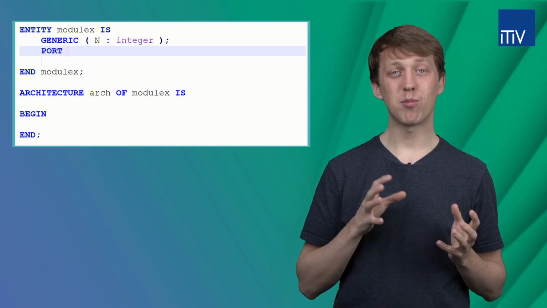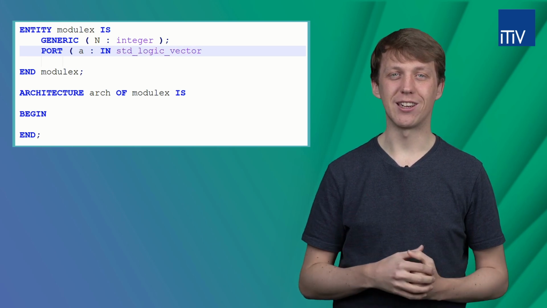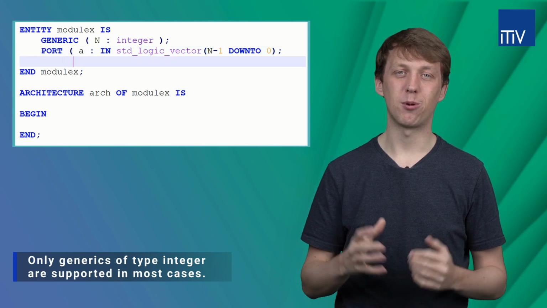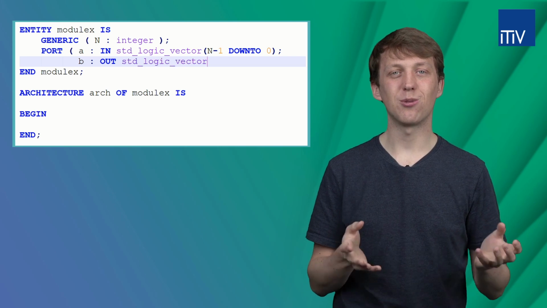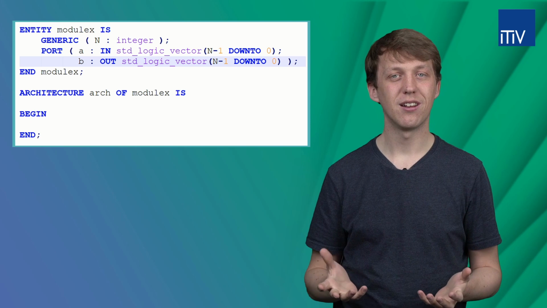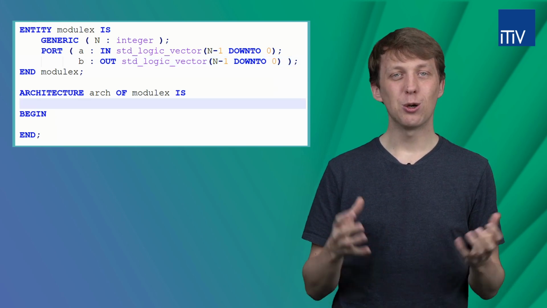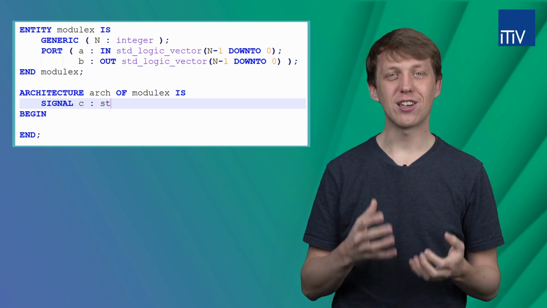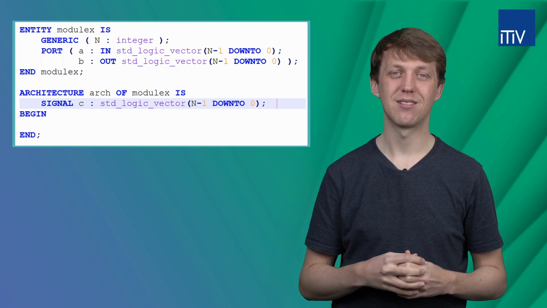In the following port declaration, we can already make use of this generic. As an example, I will quickly define an input port. The vector shall be of parameterizable size, so we can use n in the vector definition. That's it already. The same way we use generics in the entity description, we can also use them inside the architecture definition to set the bit width of a signal as shown in this example.